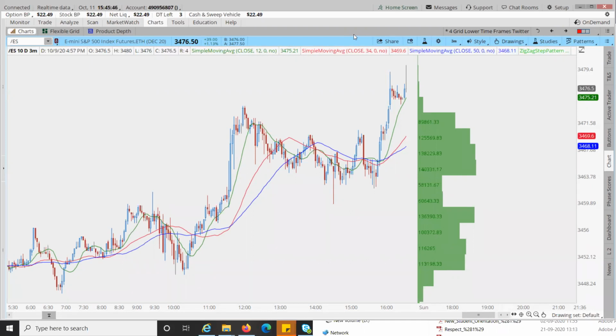Hi, Naval. I understood how you take a position, but while booking the profit, how do you do it? Do you use a limit order or a trailing stop loss to get the maximum profit? There is no trailing stop loss in futures. Okay. And there's no stop loss in future options. Okay.